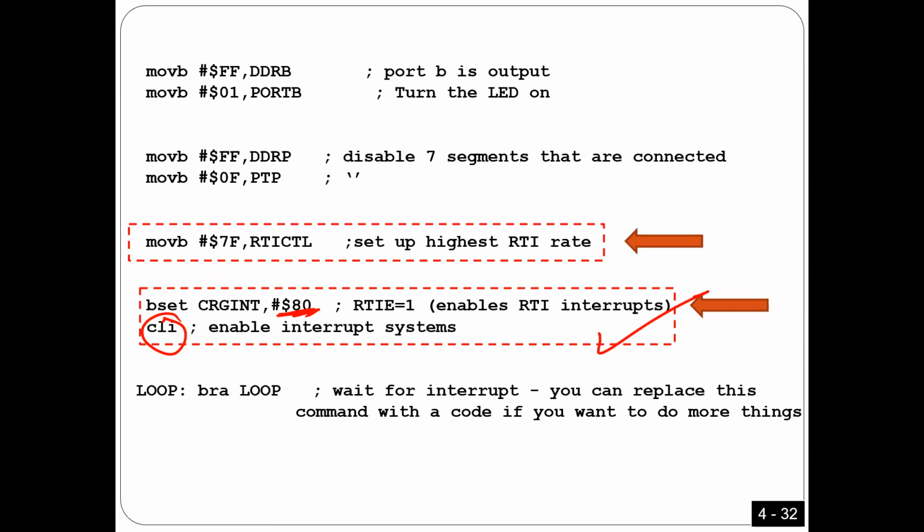Now, I want to do flashing every 1 second. That means I need an interrupt every 1 second, so that I can flip the LED every 1 second. Is that okay? So what number do I have to put in this register, RTICTL, to make interrupts every 1 second? We don't have one.